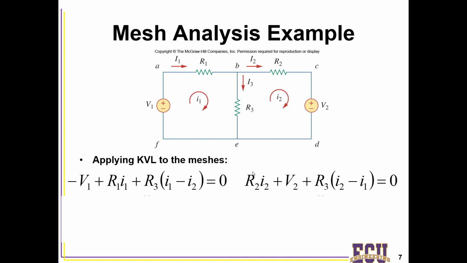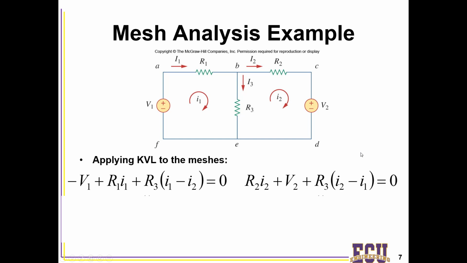Then over here on the right mesh, we can start up here at the top at node B, and we're going to have R2 times mesh current I2. Then we're going to have plus V2, because as we go around clockwise here, we're going to hit the positive terminal first. And then if we get back here, we're going to have plus R3, and in this case now, I2 is in line with that, and then I1 is opposing it as we are going around clockwise. So I2 is in the direction, I1 is in opposition. So that's how we have positive I2 minus I1.